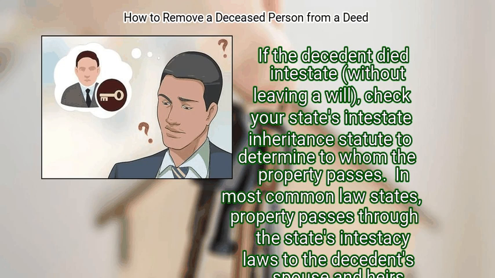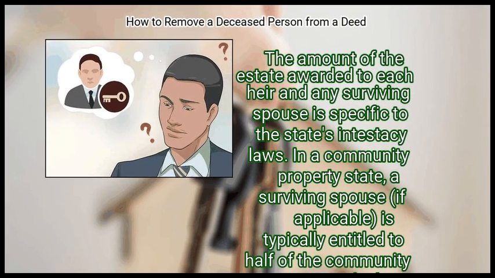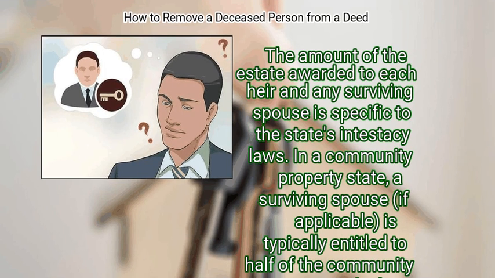In most common law states, property passes through the state's intestacy laws to the decedent's spouse and heirs. The amount of the estate awarded to each heir and any surviving spouse is specific to the state's intestacy laws. In a community property state, a surviving spouse, if applicable, is typically entitled to half of the community property, which is defined as all property that was acquired during the marriage.